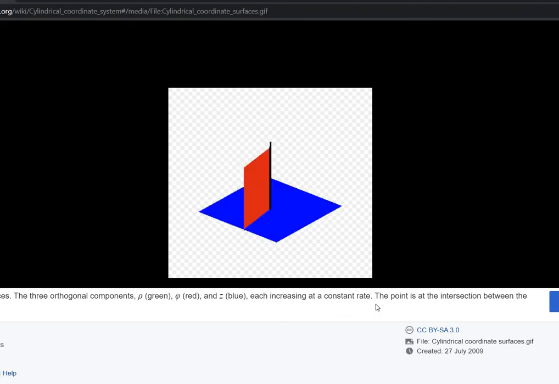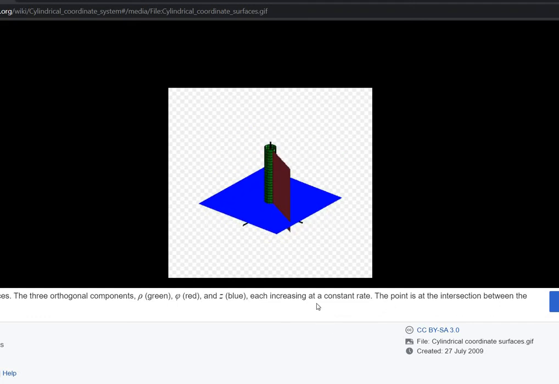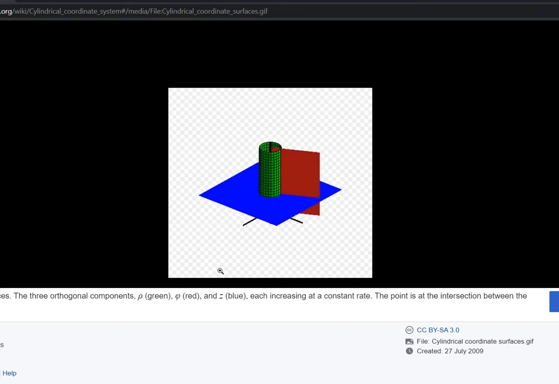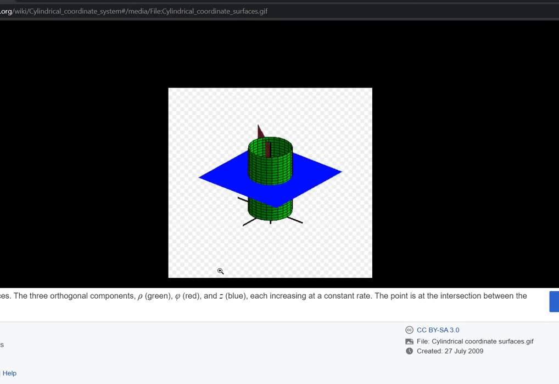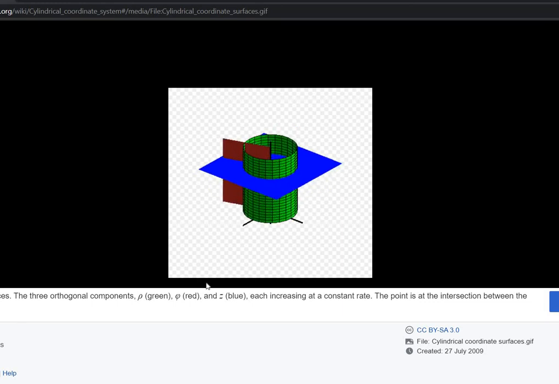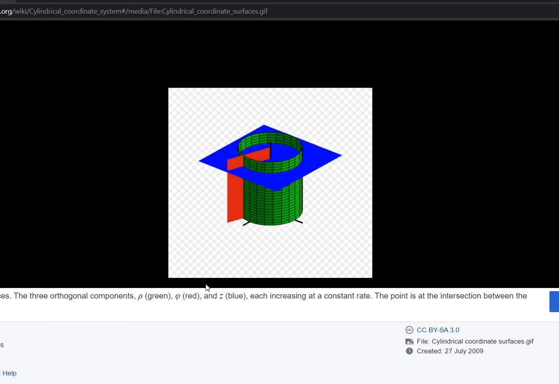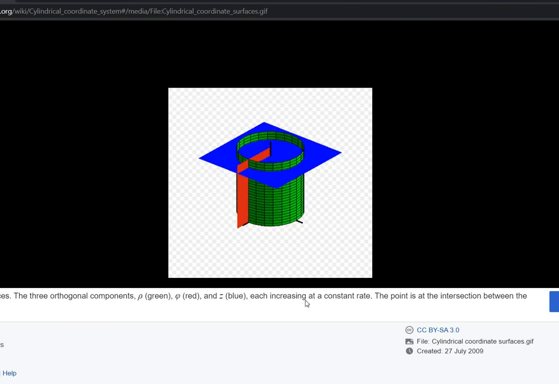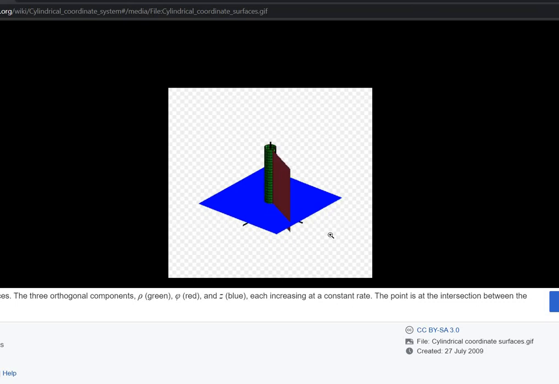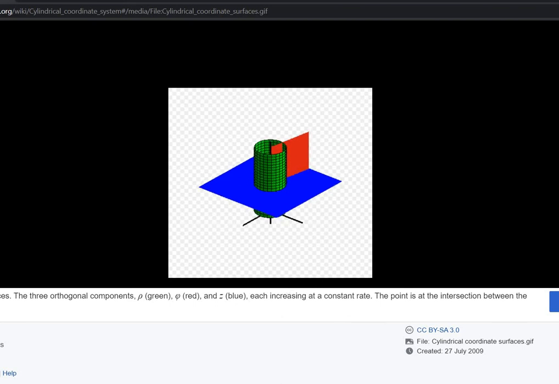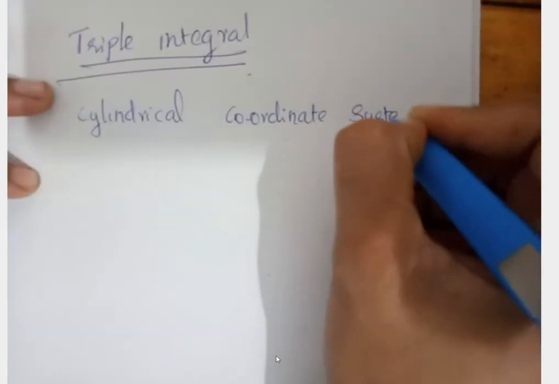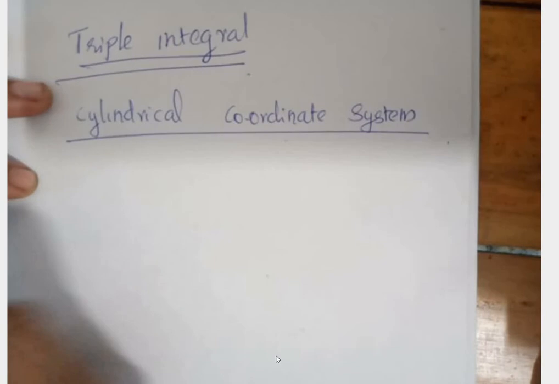Each is increasing at a constant rate. The point is the intersection between the three colored surfaces, and this forms a cylinder. So this forms the shape of a cylinder. This type of representation is known as the cylindrical coordinate system. So how can you represent this? Cylindrical coordinate system.